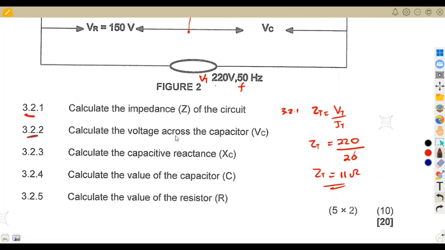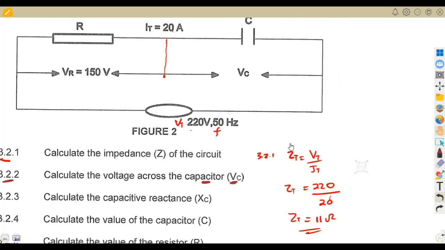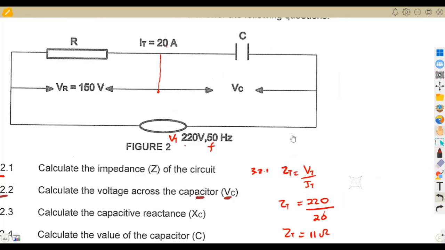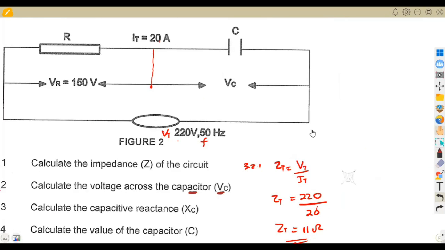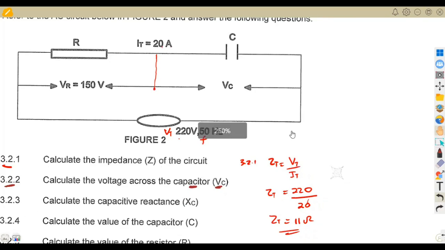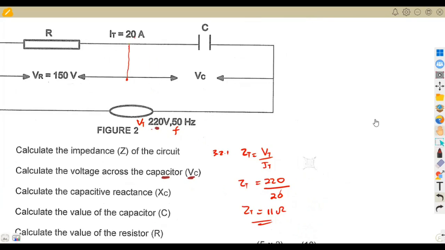3.2.2, calculate the voltage across the capacitor VC. All right, so we need the voltage across the capacitor here. Remember that I talked about this, guys: whenever you're dealing with AC, the total voltage that you are given is not just VR plus VC. No. This one is a phasor sum of the given voltages, which is given by the formula. Let us write it here.